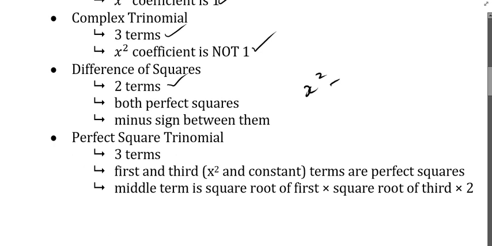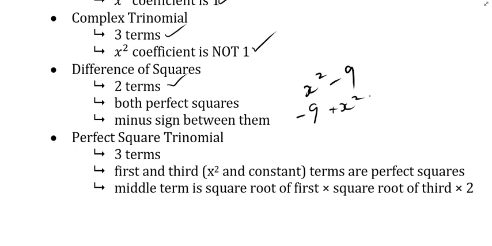X squared minus 9. The only time when I say minus sign between them, if I rewrote this and said minus 9 plus x squared, that's a difference of squares that's written in the wrong way. Still a difference of squares. I would rewrite that properly, like the line above it with the minus sign between them, and then factor it like a difference of squares. That's what I would do.